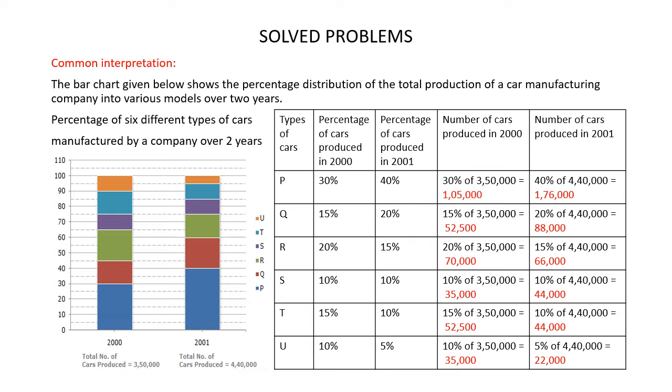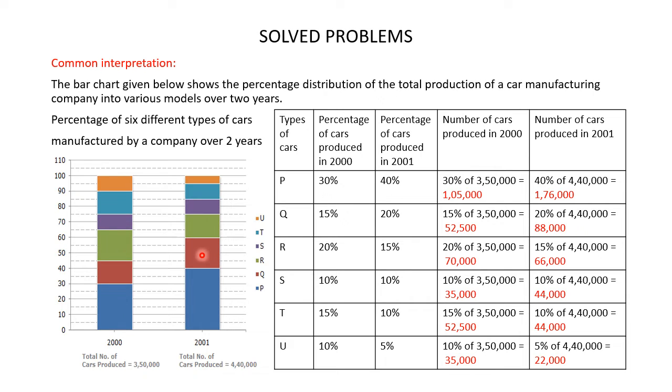Now let's find the percentage of cars produced in the year 2001. Now this blue rectangle is for P type of cars. The height of this blue rectangle corresponds with 40 on the y-axis. This means 40% of the total number of cars produced in 2001 is of the P type.